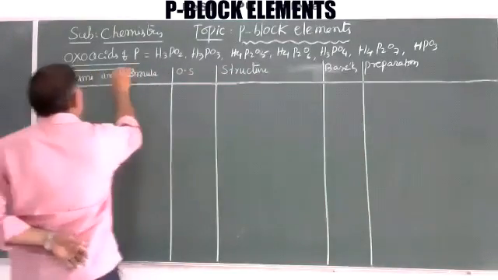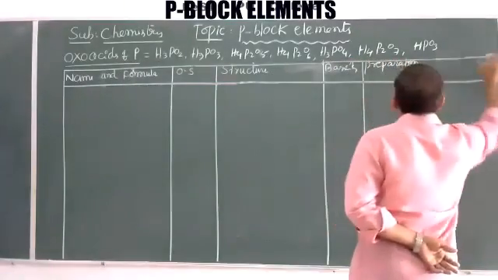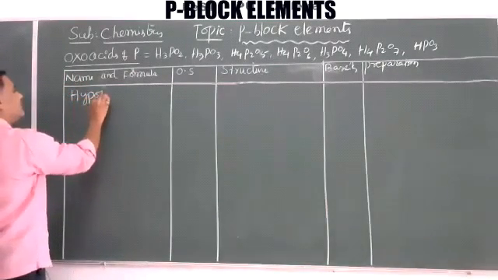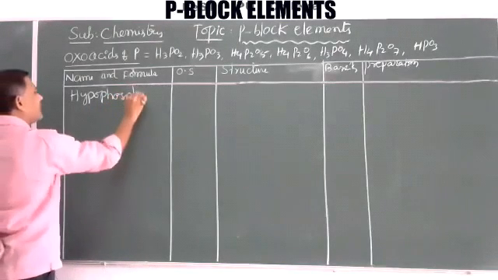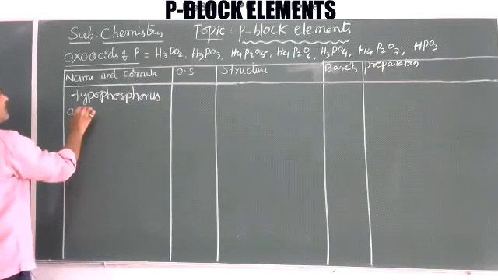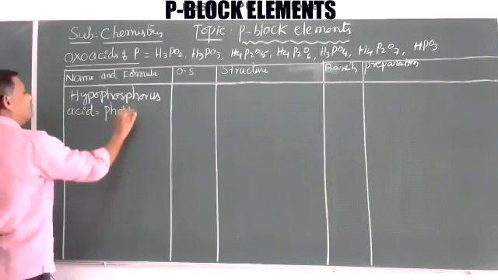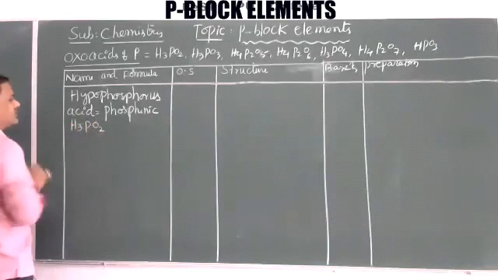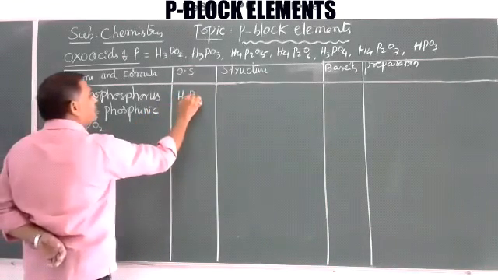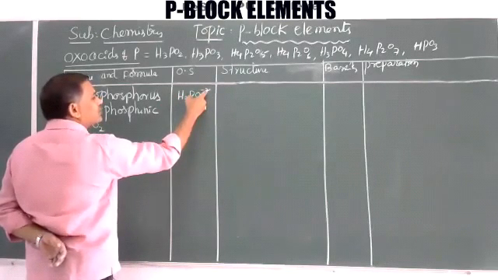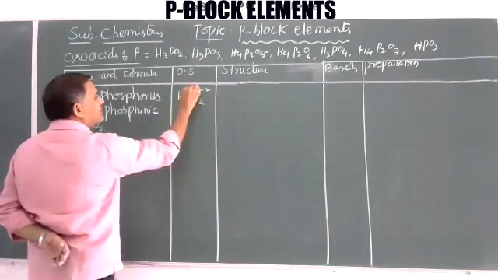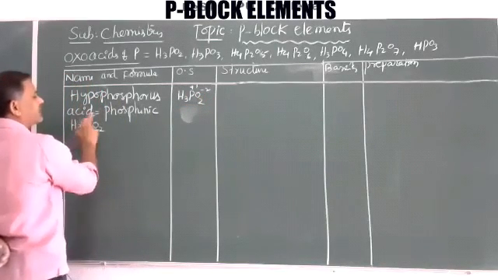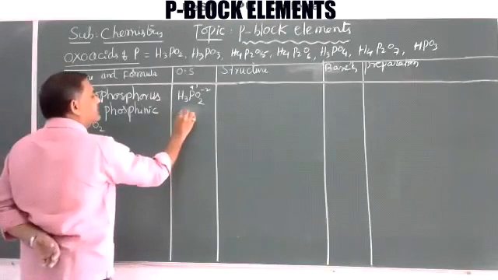Now the first one is H3PO2. The name of H3PO2 is hypophosphorus acid, also called phosphinic acid. Its formula is H3PO2. Its oxidation state: oxygen is -2 into 2, -4, and hydrogen is +1 into 3. Compulsorily, the oxidation state of phosphorus in hypophosphorus acid is +1.